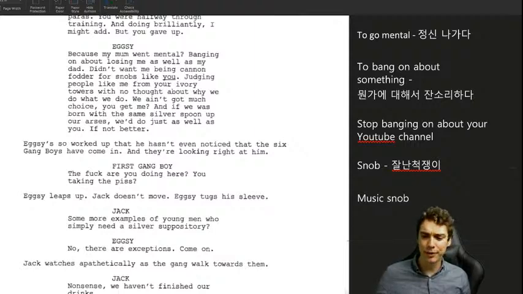Okay. So, cannon, popo. No. That's waterfall.